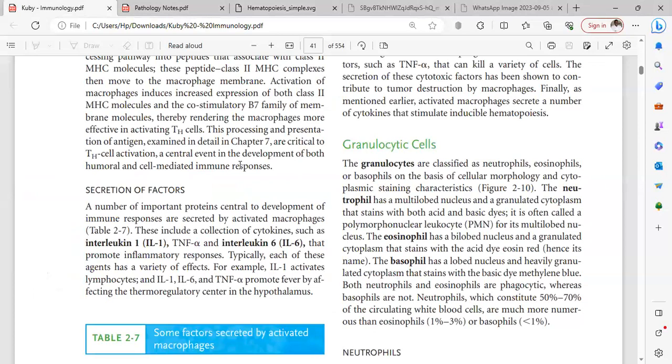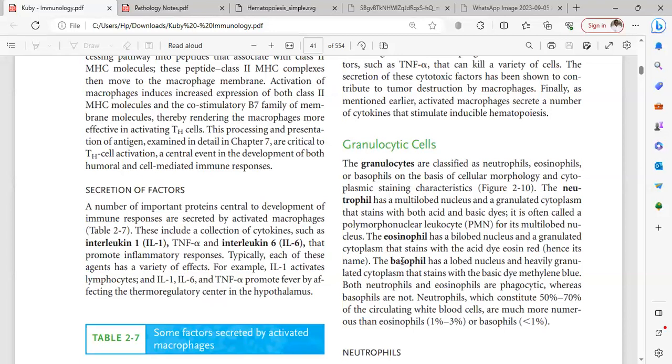And the granulocytes are also called the PMN, which is basically polymorphonuclear leukocytes. And they are produced in the bone marrow, obviously. So they have three categories. You have the neutrophil, the eosinophil, and the basophil.